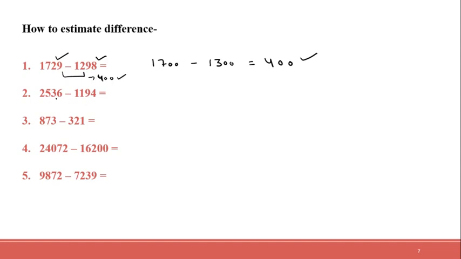Now come to this one. Here 2536 will round off to 2500, right? And then this 1194 will convert to 1200. So if we subtract, what we will get? We will get 1300. How? 0 minus 0, 0, 0 minus 0, again 0, then 5 minus 2, 3, and then 2 minus 1, 1. Got it? Now let's come to this one.